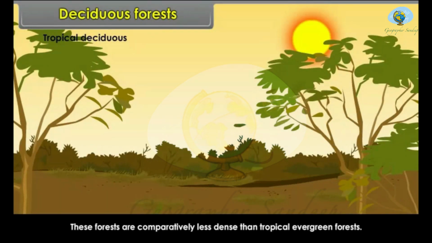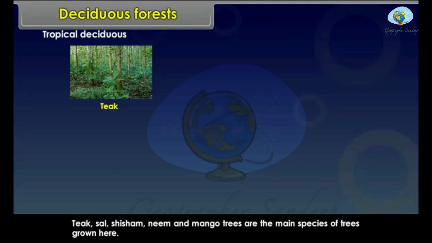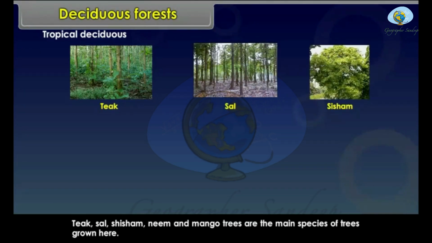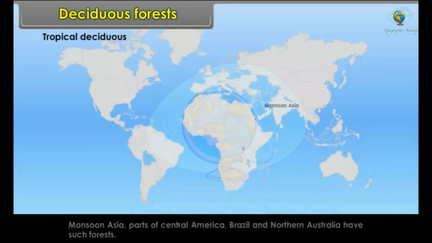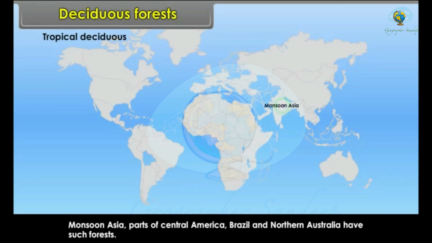These forests are comparatively less dense than tropical evergreen forests. Teak, sal, shisham, neem and mango trees are the main species of trees grown here. Monsoon Asia, parts of Central America, Brazil and Northern Australia have such forests.